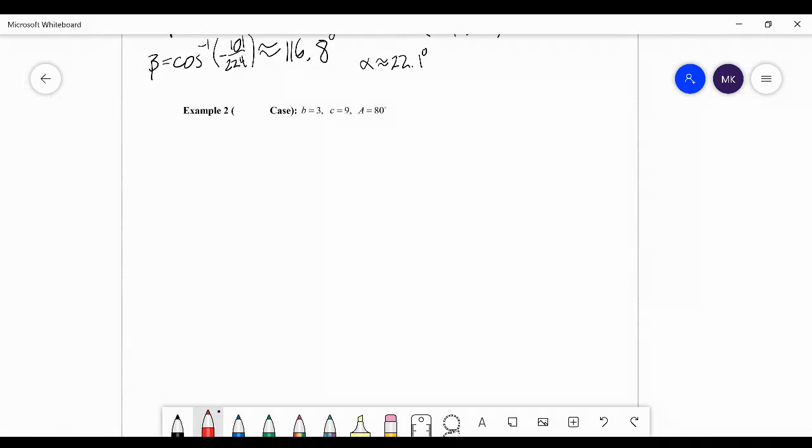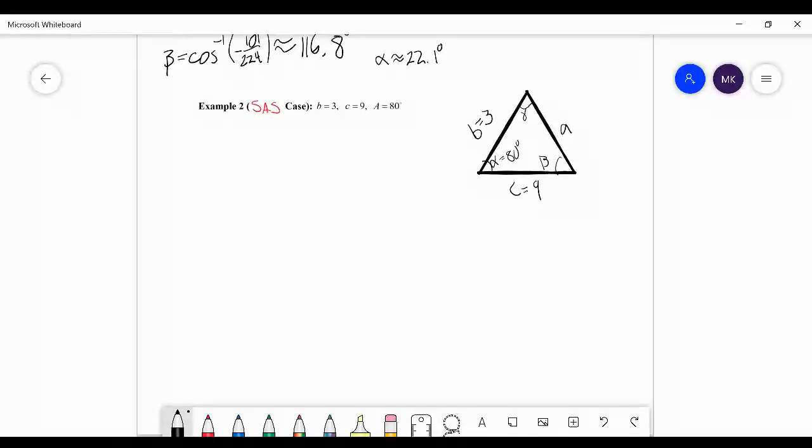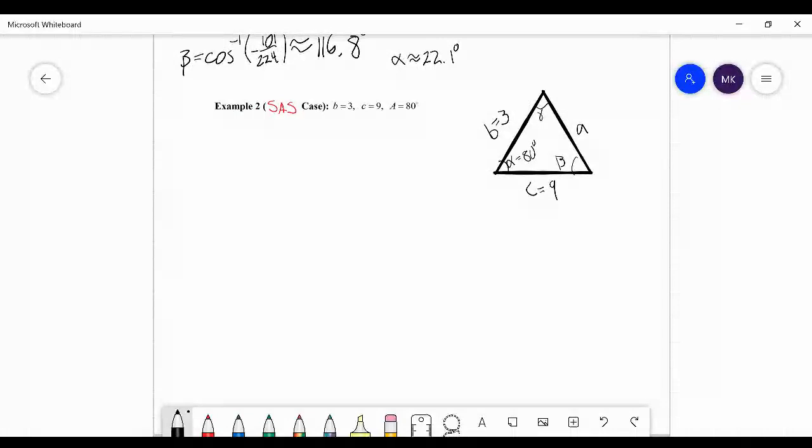In this example, we are given side angle side. Okay, so if we draw this triangle, we are given B equals 3, C equals 9. We don't know what A is, but we do know that alpha is 80 degrees. Okay, so we can use law of cosines here.